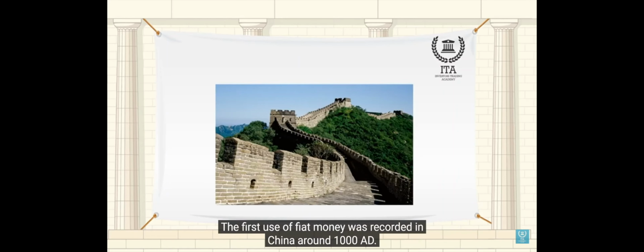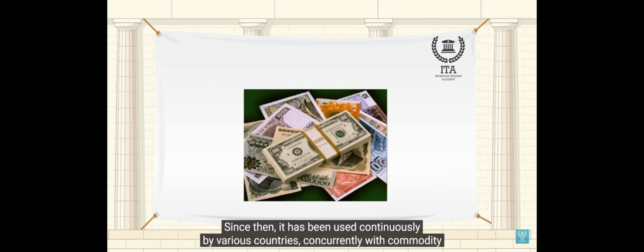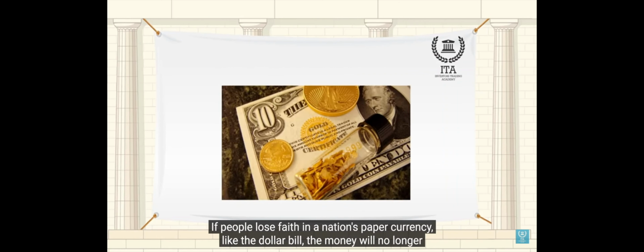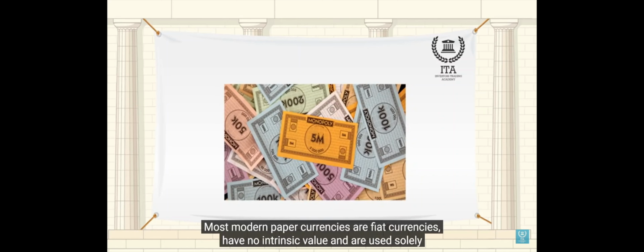The first use of fiat money was recorded in China around 1000 AD. Since then, it's been used continuously by various countries, concurrently with commodity currencies. Because fiat money is not linked to physical reserves, it risks becoming worthless due to hyperinflation. If people lose faith in a nation's paper currency, like the dollar bill, the money will no longer hold any value.